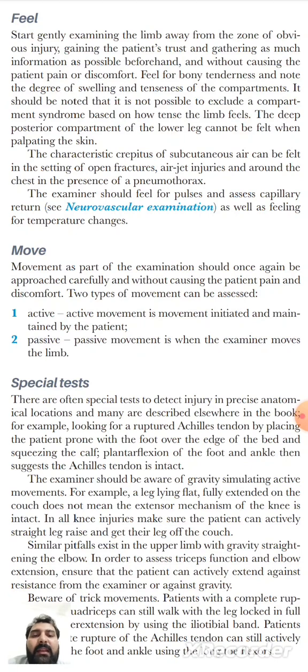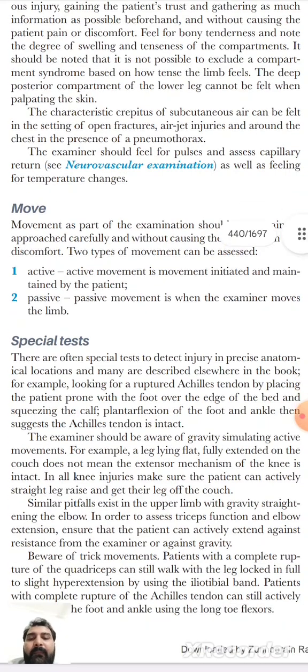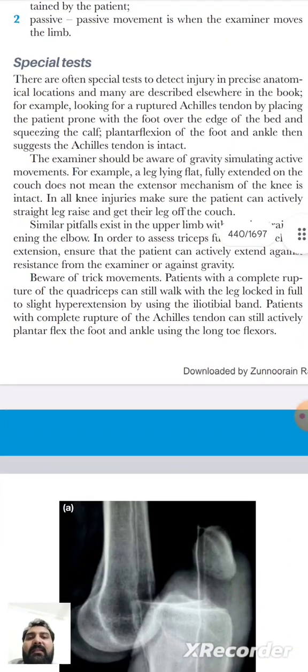Two types of movement can be assessed. One is active, the other one is passive. Active movements are those movements which are initiated and maintained by the patient. If we ask the patient to flex the elbow and the patient flexes the elbow, it is active movement done by the patient. Passive movements are those which are done by the examiner. And then comes the special tests.